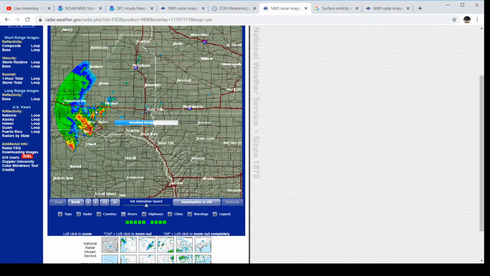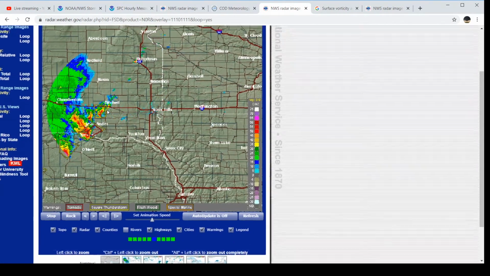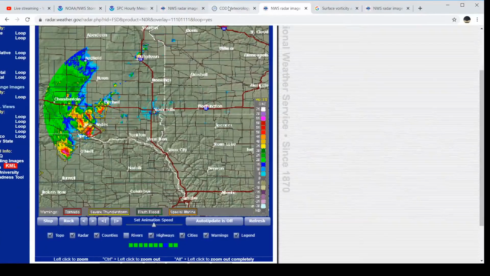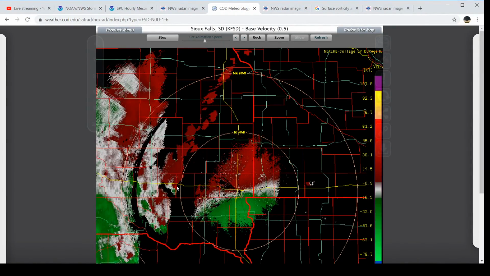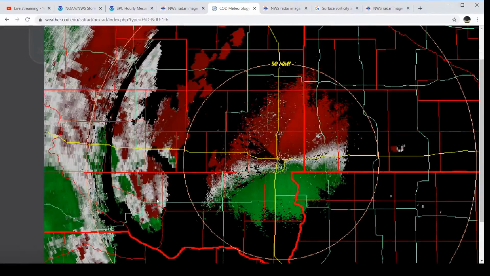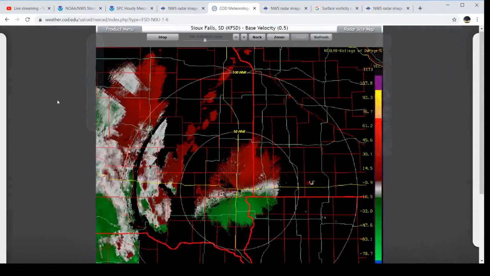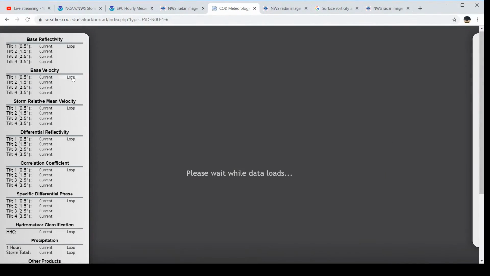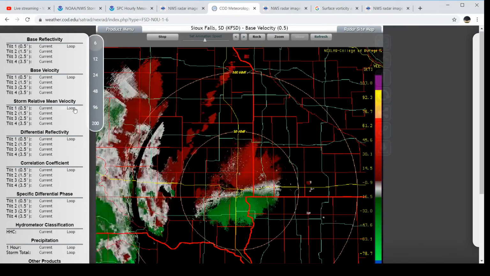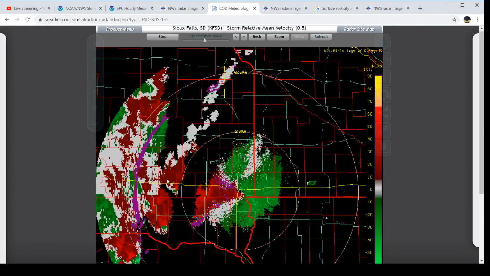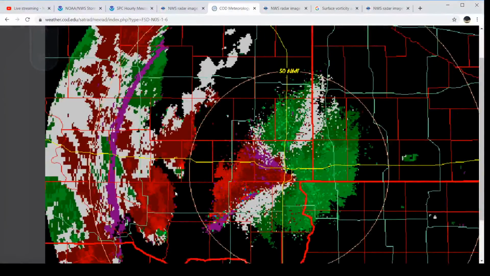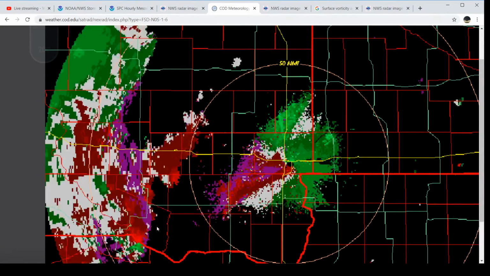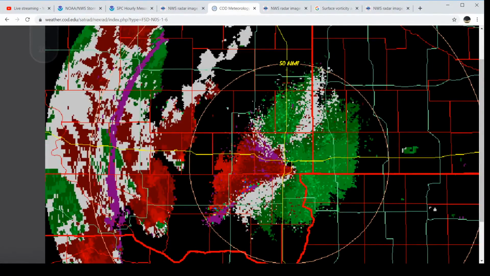Refresh. See what's going on with them. You can see that classic hook on this one. Let's go to the next one. You can still see the velocity. If we go to base... There we go. So it's not as well defined, but this bottom one seems to be strengthening a little bit.